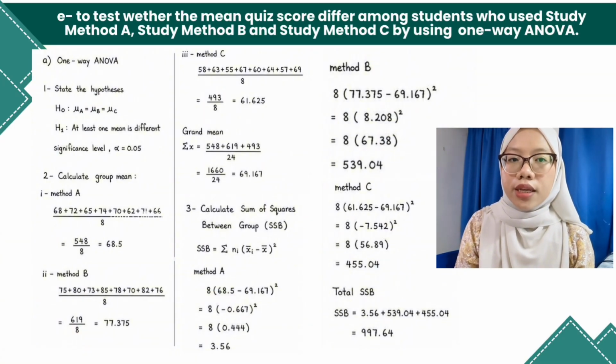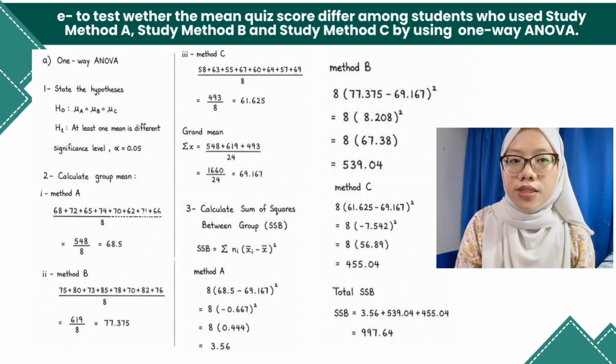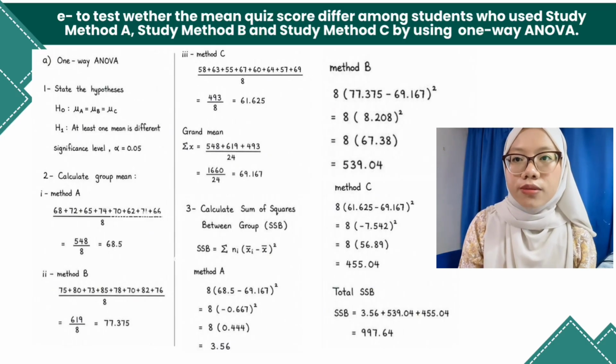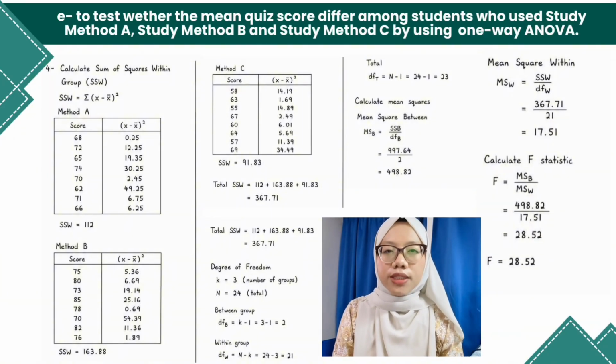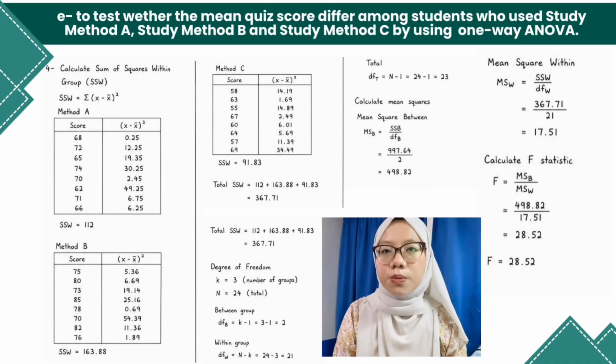Then we calculate the sum of squares between groups. After that, we add them up. The total sum of squares between groups is 997.64. Next, we calculate the sum of squares within groups, written as SSW, which is the sum of each score minus its group mean, squared.